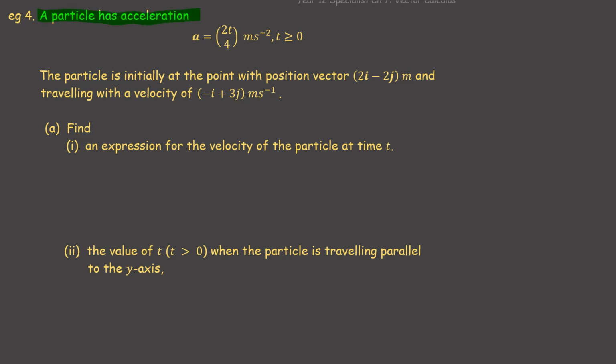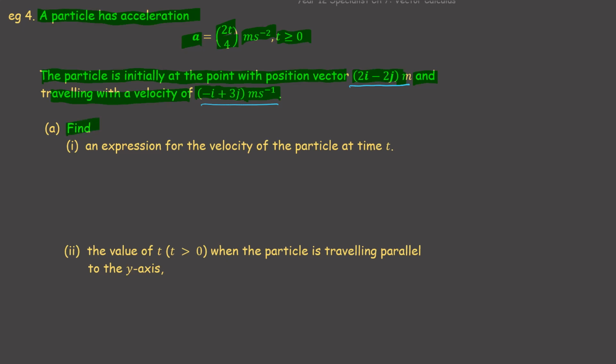A particle has acceleration a equal to 2t, 4 meters per second squared for t greater than or equal to 0. The particle is initially at the point with position vector 2i minus 2j meters and travelling with a velocity of negative i plus 3j meters per second. Now, these are going to be important for constants of integration.